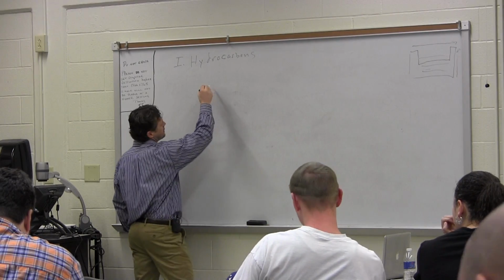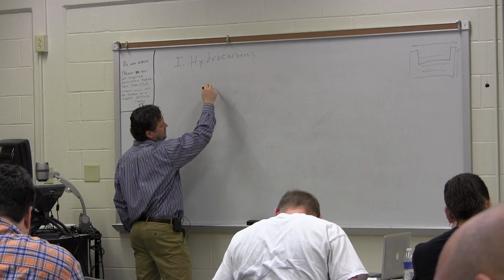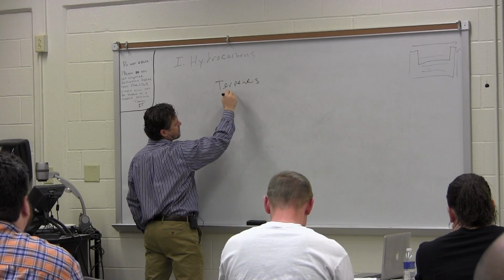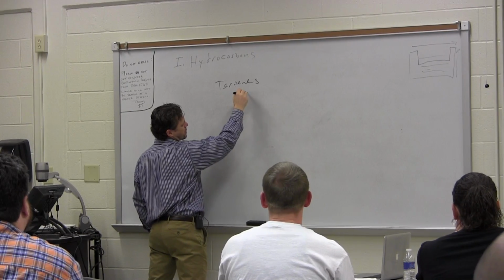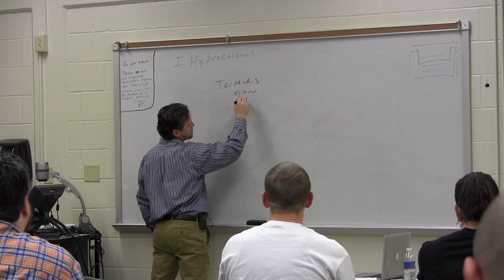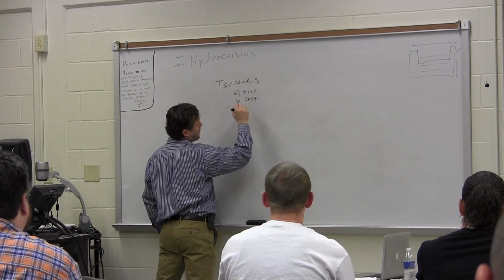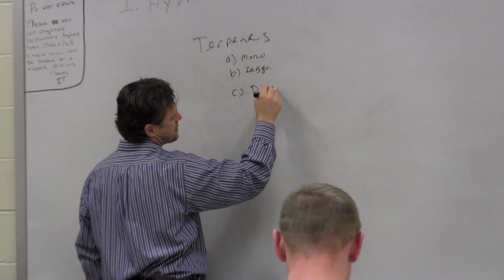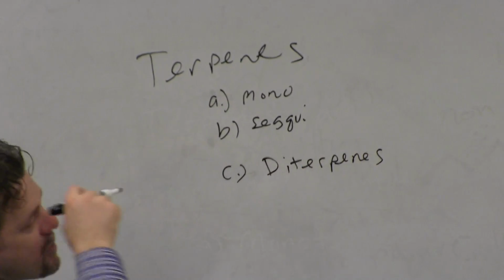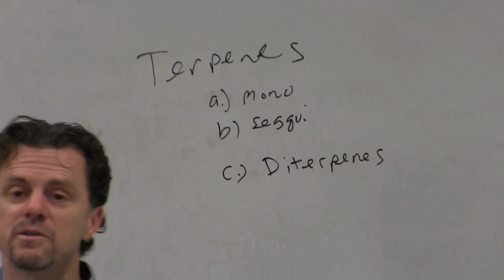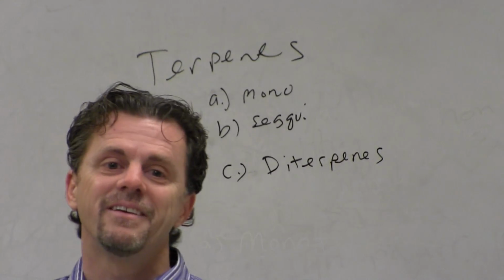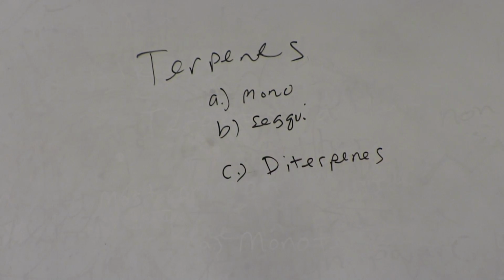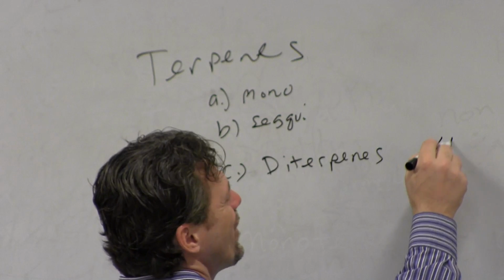All right, so still under terpenes. So we had monoterpenes, we had sesquiterpenes, and now we're going to talk about diterpenes. So if a monoterpene is 2 isoprene and a sesquiterpene is 3 isoprenes, guess how many a diterpene is? Yeah, 4 isoprene units.